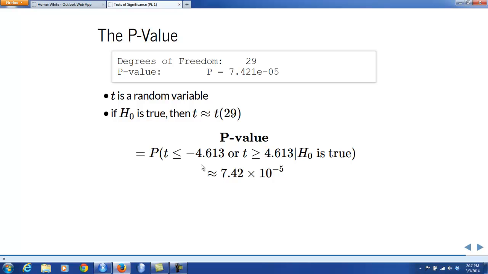Turning to the p-value, the behavior of t as a random variable is very similar to what you would see with just one population mean. If the null hypothesis is true, then the t statistic should be approximately like a t random variable with 29 degrees of freedom, one less than the sample size. We're doing a two-sided test, and so the p-value is the chance of getting less than or equal to negative 4.6 or at least 4.6, the test statistic that we got. 2 tails for a two-sided test. Again, this is all conditional on H0 being true. So if the null is right, the chances of getting results like what we got are about 7.42 times 10 to the negative 5. The E in the output represents a 10 raised to the power of negative 5.